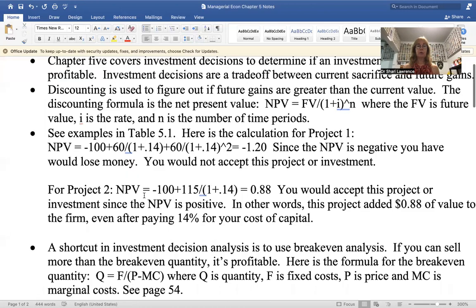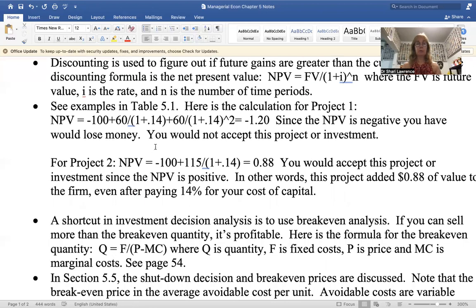So let's take a look at this example. This is in section 5.1 of the textbook. Let's say that a company is buying a fax machine or something. The machine costs them $100 and it's going to generate $60 in cash flows each year for 2 years. So that initial cash flow is negative 100. In the first year they get $60 in cash flow, and in the second year they get $60 in cash flow. The cost of capital for them is 14%. That's what they're having to pay their investors.